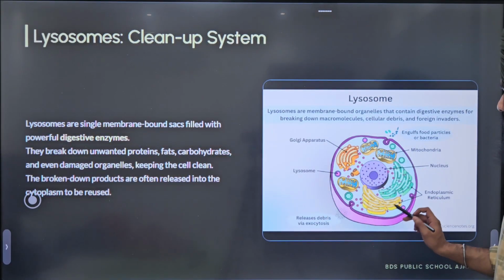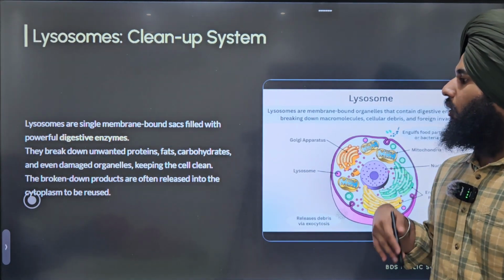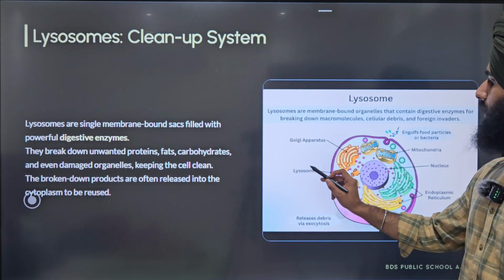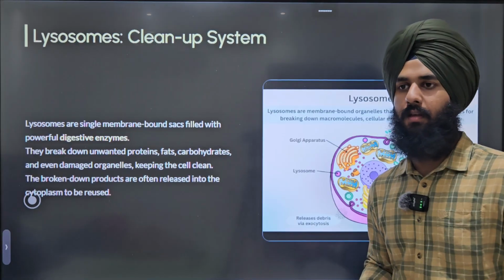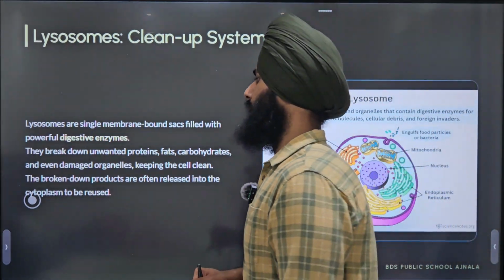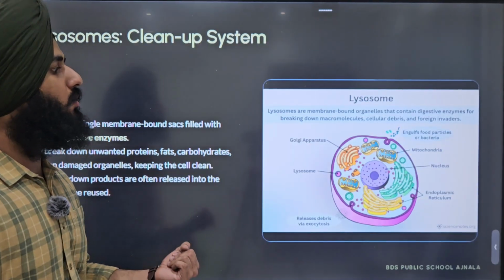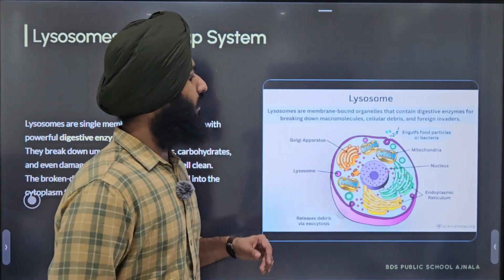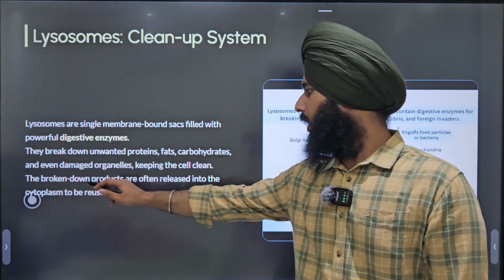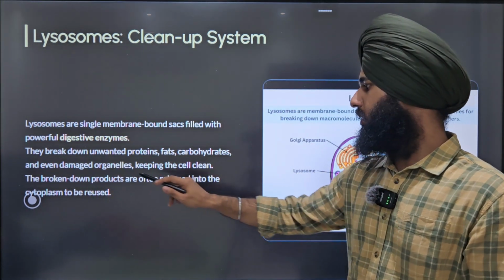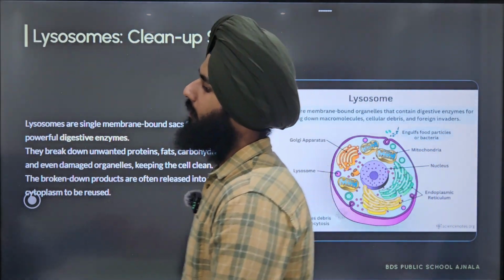If there is anything within the cell that is excessive, useless, or damaged, these lysosomes will digest it. They will eat them up. They are very hungry. They have very powerful digestive enzymes which eat those damaged parts up and release the products into the cytoplasm itself. The broken down products are often released into the cytoplasm and can be reused in some cases.